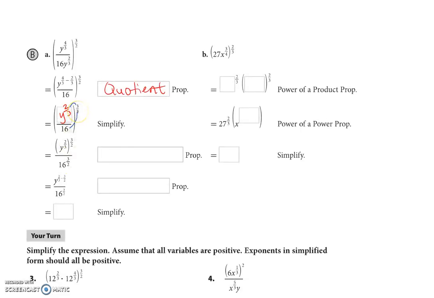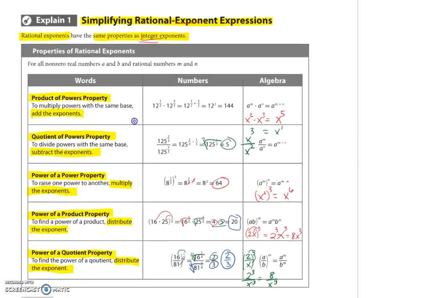So when I distributed this exponent to the top and the bottom, I was using the power of quotient property. And to simplify that, we're going to multiply these exponents right here. That's another one of our properties. And the name for that property, let's go back and look actually. That way you know how to read this chart.